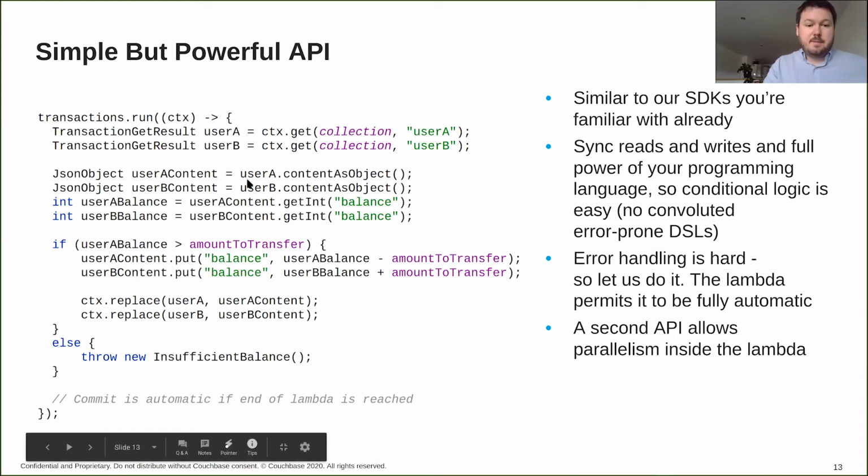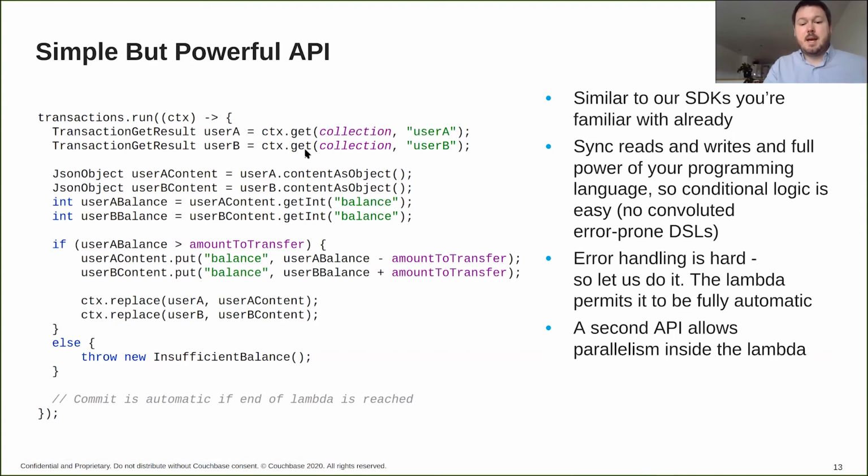I'm showing here the first of the two APIs. This is a synchronous blocking API. There's also a second API that allows parallelism of KV operations. If you're used to the Java SDK, you might know there's a reactive API that's part of it, based on Project Reactor. We have something very similar for transactions, and the other languages that support transactions can offer this as well.